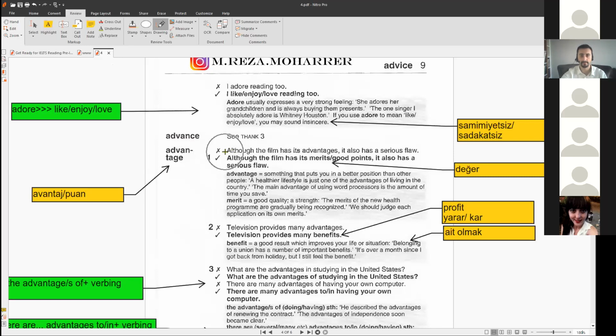Okay. Although the film has its advantages, it also has a serious flaw.